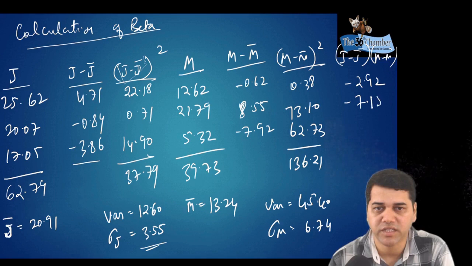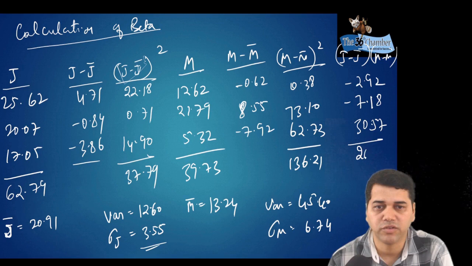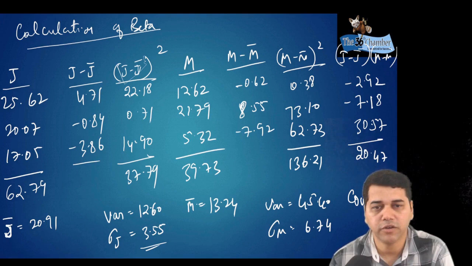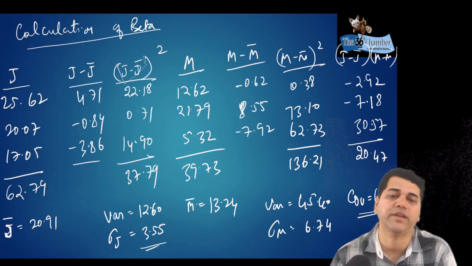2.92 minus 2.92 minus 7.18 and 30.57. So you add this, you get 20.47. Correct. What is covariance? Divided by 3. 20.47 by 3, you get 6.823. So this is your covariance.